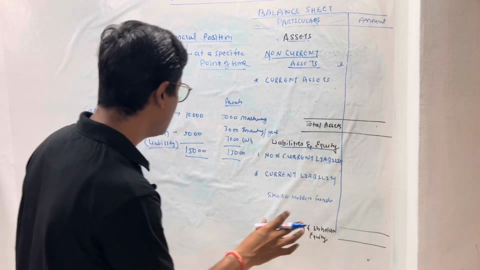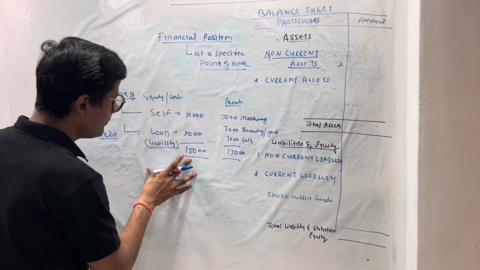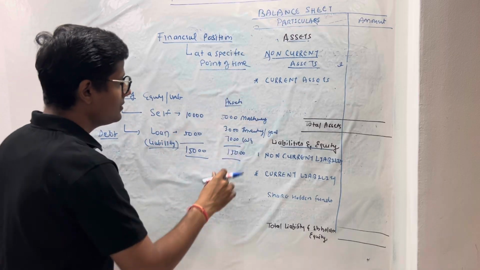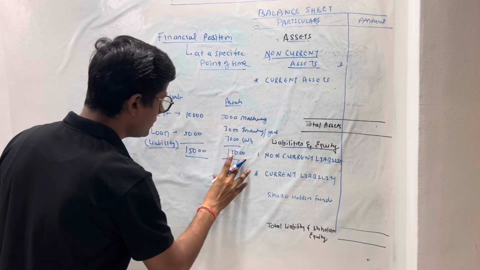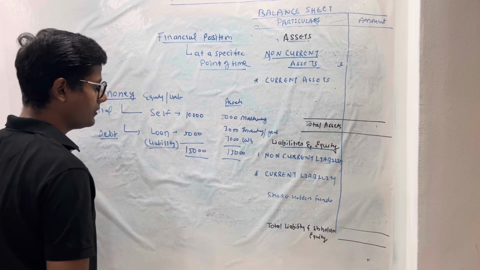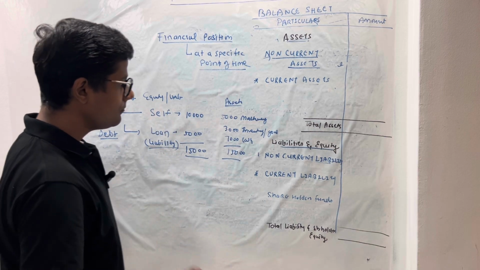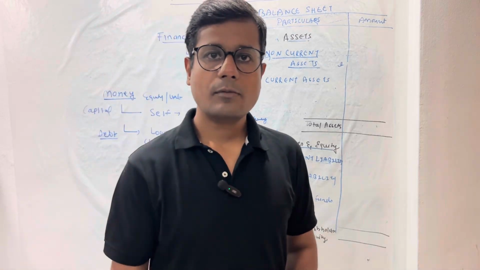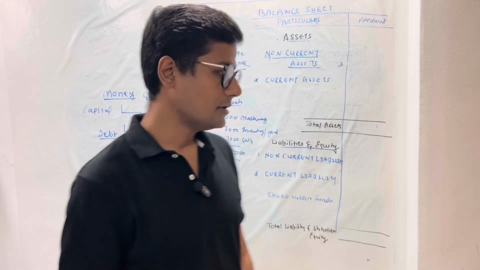The balance sheet also is balanced, because this side is basically liability and equity, meaning credit, represented by credit, and assets are generally debit, so this side is represented by debit. So liability and equity is equal to assets, and that's how it is balanced, okay? Clear? So now let's take this example a bit further.